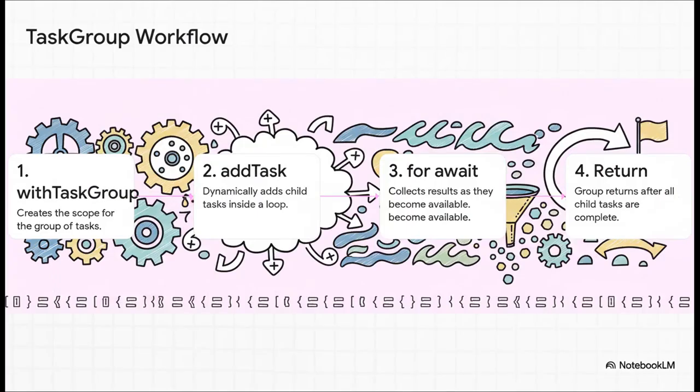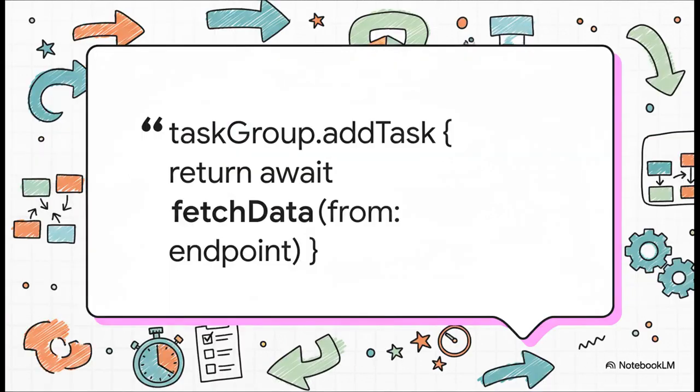And the pattern for using it is actually really straightforward. You open up a group using withTaskGroup, then you loop over your items and call addTask for each one. And finally, you use a special for await loop to collect the results as they finish. Simple as that. And here's what that looks like in practice. See that loop? Inside it, we're calling taskGroup.addTask. That's the magic moment. For every photo URL in our array, we're spinning up a brand new concurrent task to go fetch the data. It's happening in parallel for every single item.